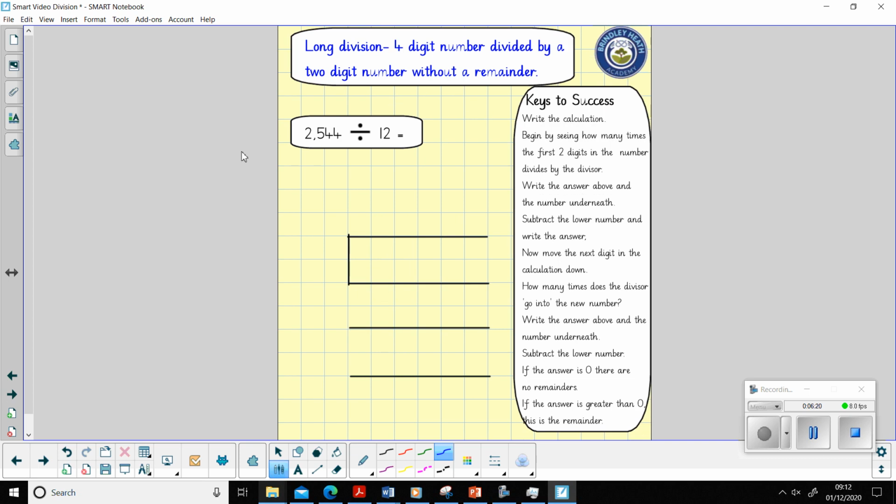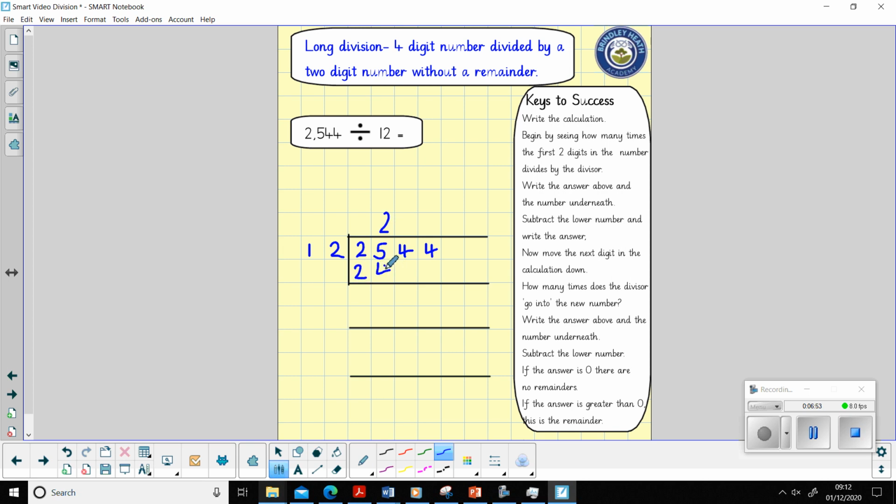Now let's have a look at a 4-digit number divided by a 2-digit number. So setting out my calculation in exactly the same way. My 2,544 is going on the right hand side, and this time I'm dividing by 12. So 2-digit numbers, so I immediately group these together. 12 into 25. So I know that 2 times 12 gives me 24.